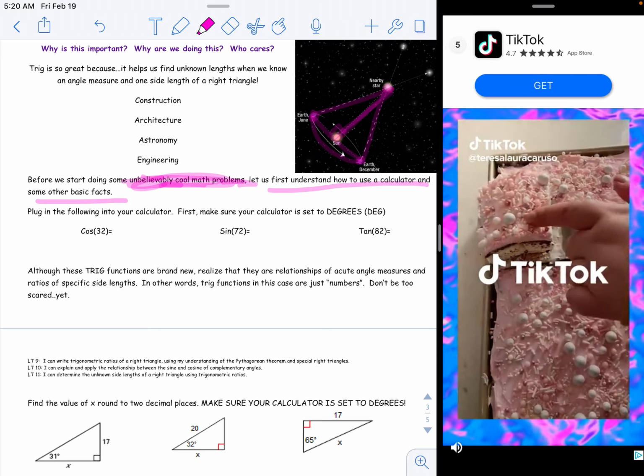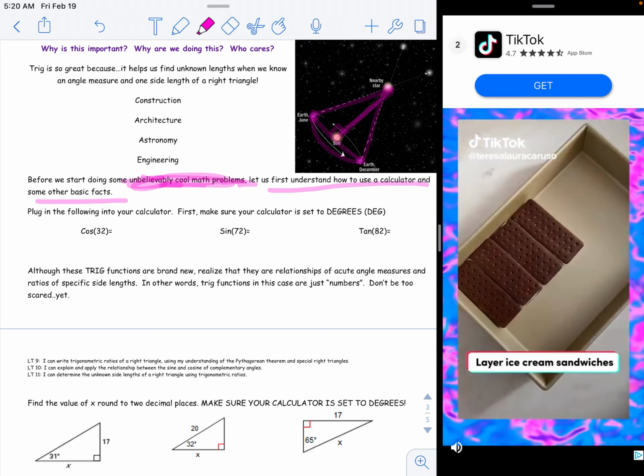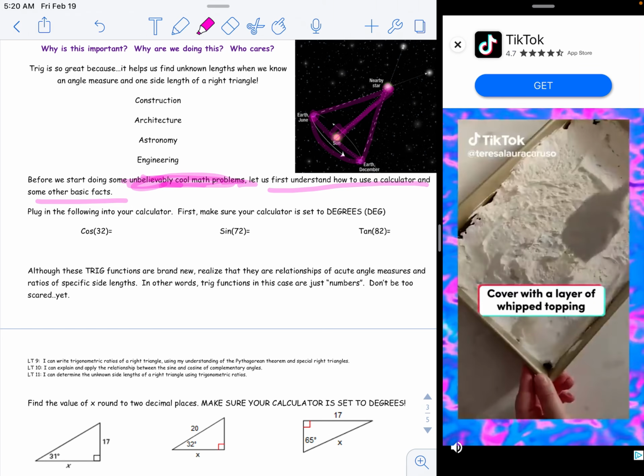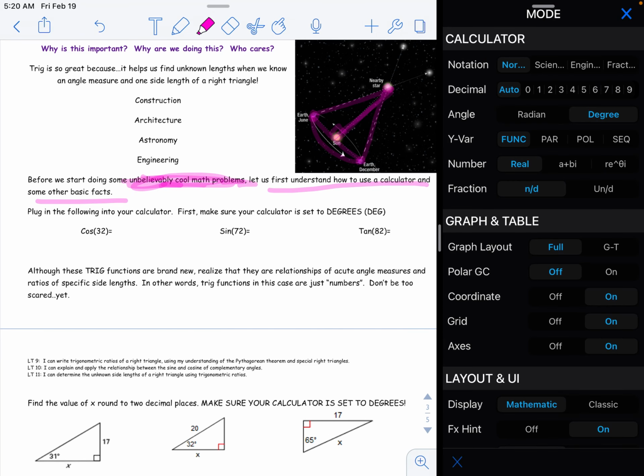So how to make an ice cream cake at home. Create a layer of ice cream sandwiches. Next, cover the sandwiches with a layer of wood. She shows me TikToks every night.